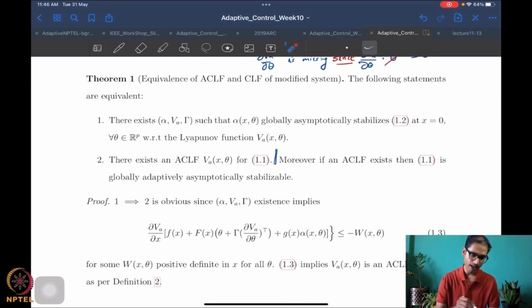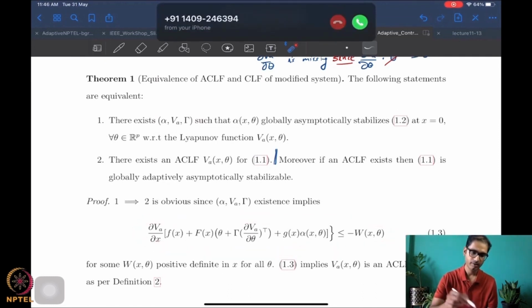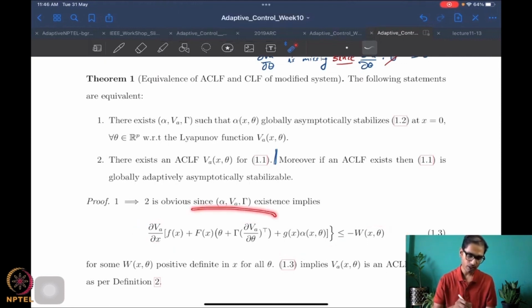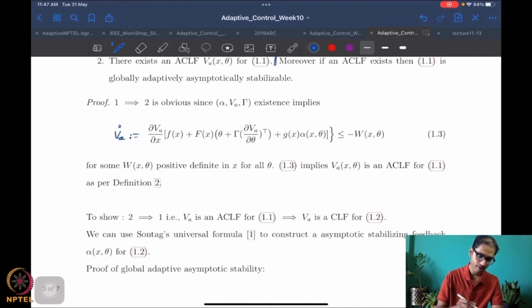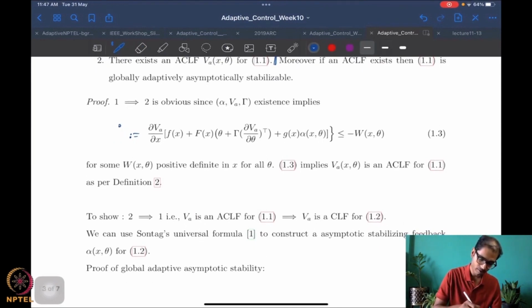Yeah, because the existence of an alpha VA gamma combination implies what? Implies this sort of an inequality holds. What is this sort of an inequality? The left hand side is just the definition of VA dot along the system trajectories.